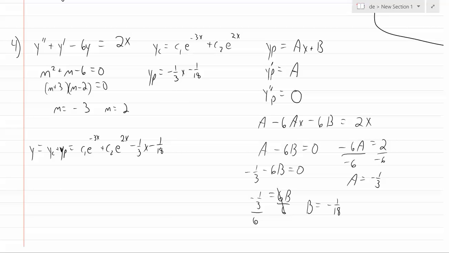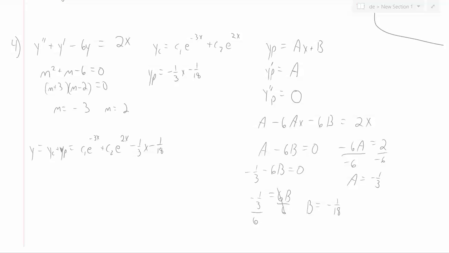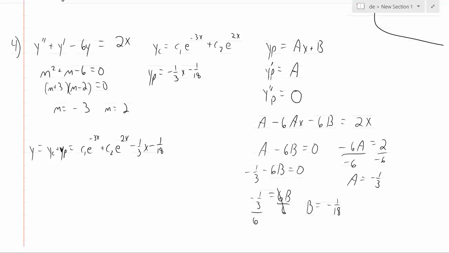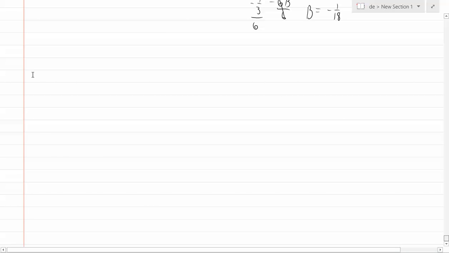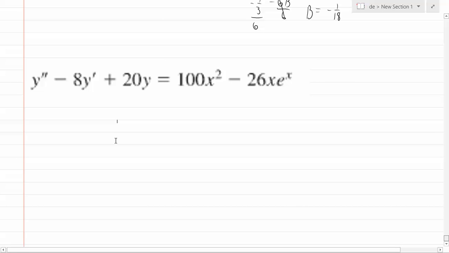Let's see if we can do one that has just a little more challenging general y sub p before we go into anything too crazy. Alright, so I'm getting this out on the same page, on 147. Alright, and this is y double prime minus 8y prime plus 20y equals 100x squared minus 26x e to the x.